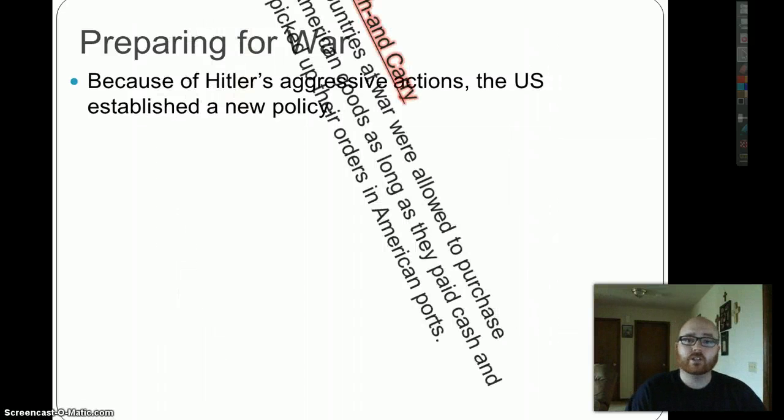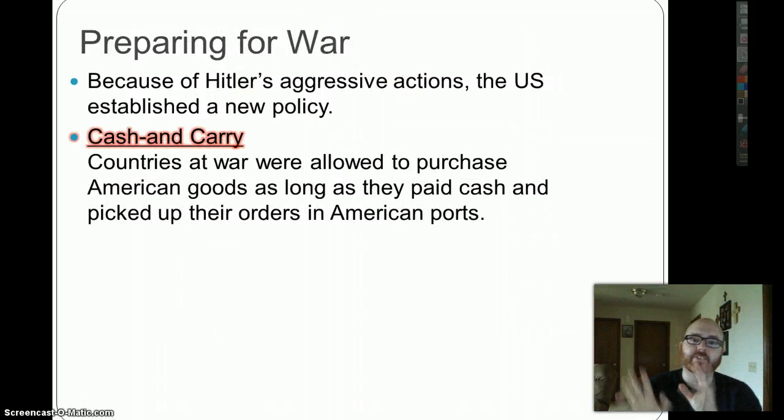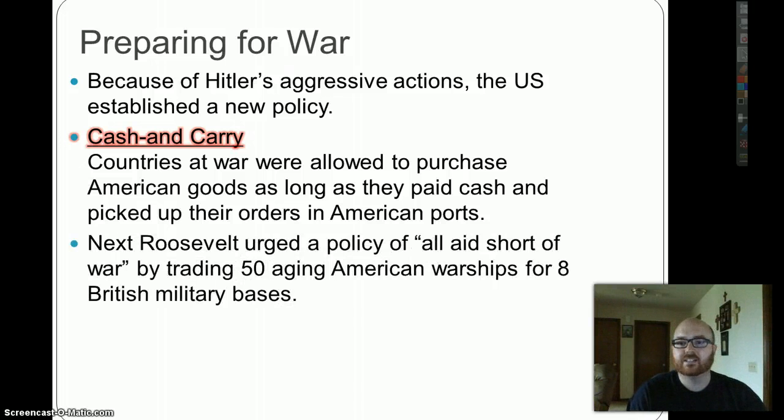Because of Hitler's aggressive actions, the U.S. decided on a new policy called cash and carry. Countries at war were allowed to purchase American goods as long as they paid cash and picked up their orders in American ports. So the Allies, primarily Britain, come over to America, pay cash, and we give them supplies. Remember, we're neutral, we're not involved in war, but we're going to do everything but actually get into combat.